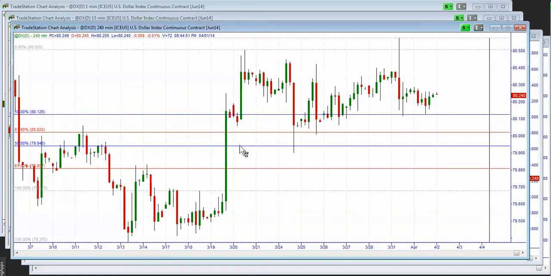So I believe that above 80.01, 80 here, we are still into this extension long, and there is a possibility for continuation higher. Otherwise, price will retest this 79.92, and we will need to see what happens in this area.